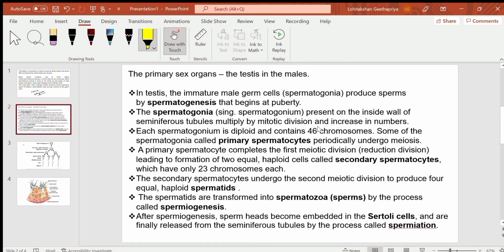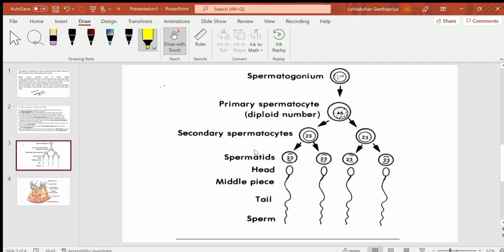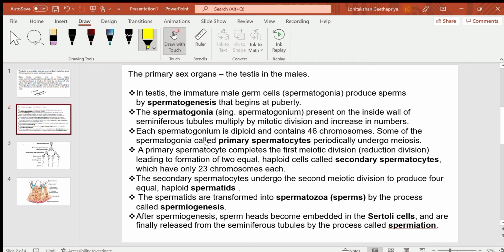Now we need to learn about the two meiosis processes taking place here. The primary spermatocyte, which has undergone mitosis, now has to undergo meiosis 1. Meiosis 1 is a reductional division, which you can see here. What I have written here is that the primary spermatocytes will undergo the first meiotic division. Meiotic division is basically a reductional division.